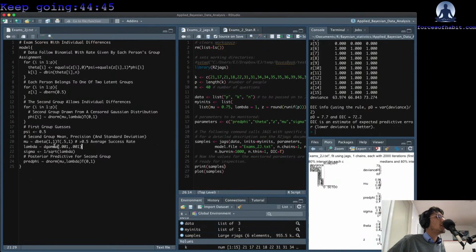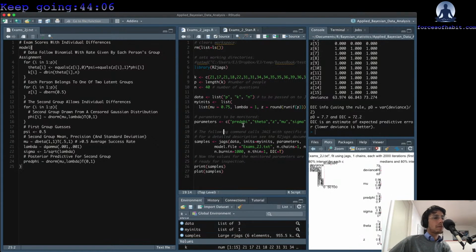And then we do the reparameterization where we just calculate sigma, which is 1 over the square root of lambda. Lastly, we're also going to do some posterior predictive checks. So predicted phi here is a normal distribution of mu and lambda. So these are values that we're going to estimate from the interval 0 to 1.